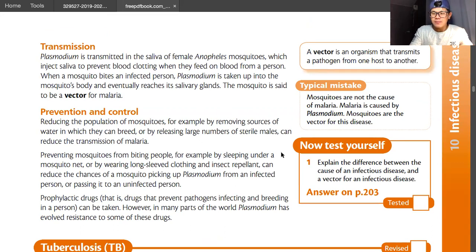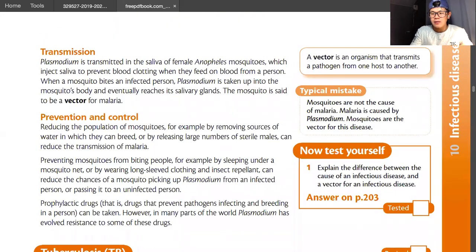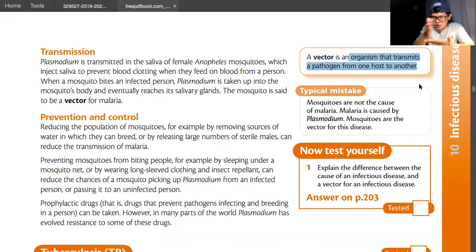Now, how is it transmitted? Before I go through how it is transmitted, I want to go through first what a vector is. It says here, a vector is an organism that transmits a pathogen from one host to another. So any organism which acts like a medium to transport and infect a pathogen from one person to another person, this is what we call a vector. So a vector is a medium, right?